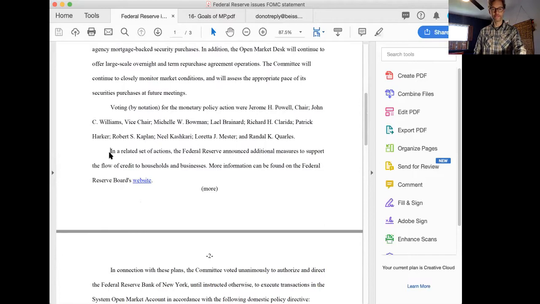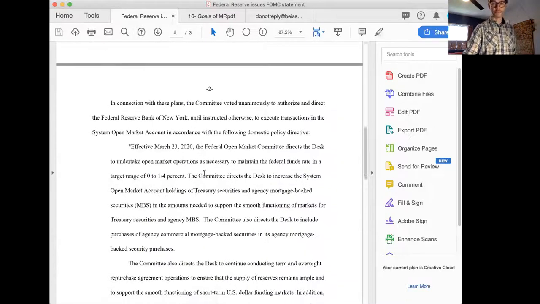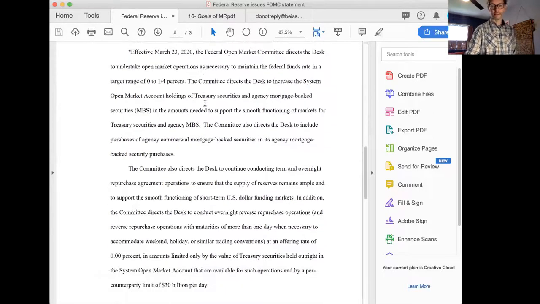In a related set of actions, the Fed announced additional measures to support the flow of credit to households and businesses. In connection with these plans, the committee voted unanimously to authorize and direct the Federal Reserve Bank in New York, until otherwise instructed, to execute transactions in the system open market account in accordance with the following directive, right? And basically this directive says that the open market desk in New York can be buying and selling up to $30 billion of bonds a day, right? That is a huge number.